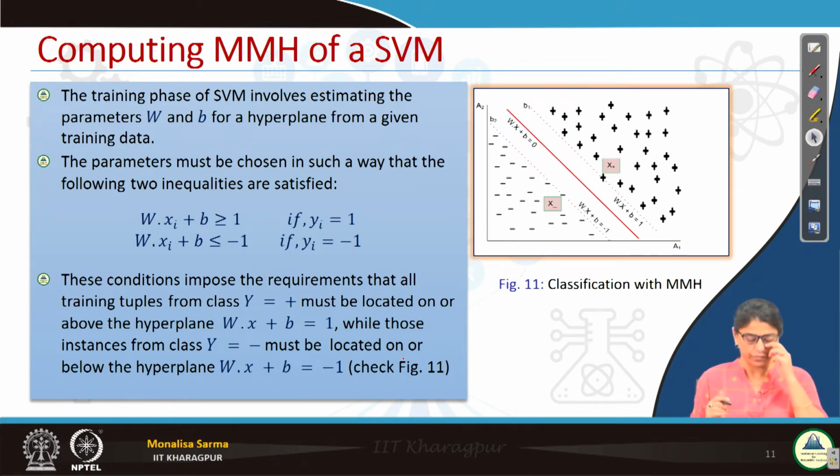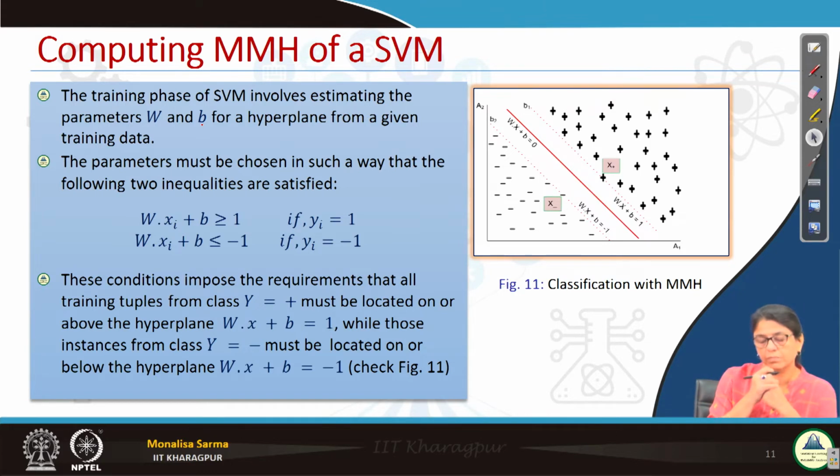The training phase of SVM involves estimating the parameters W and B for a hyperplane from given training data. So what is the hyperplane? Our hyperplane is Wx plus B equals 0. The Wx plus B equals plus or minus 1 are the lines parallel to the hyperplane at equal distance.